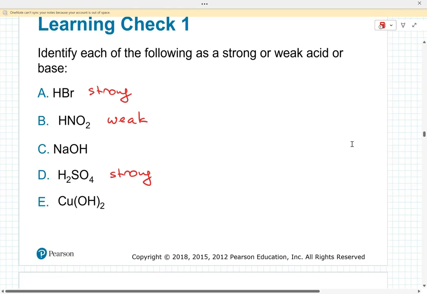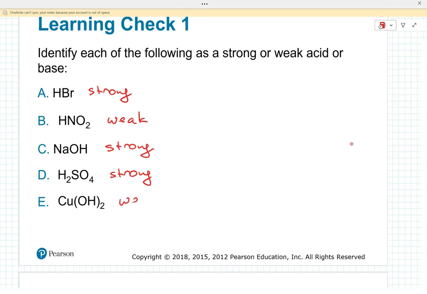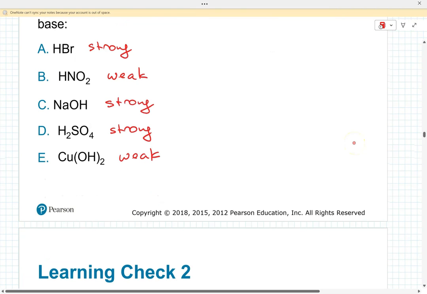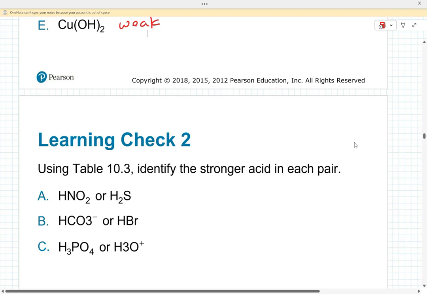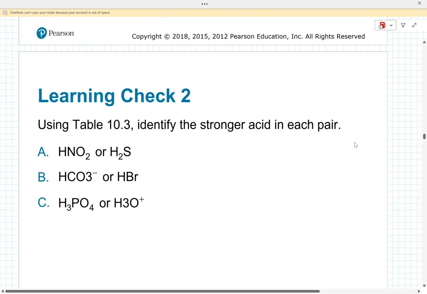But H2SO3 is weak. Sodium hydroxide, strong base. Now, copper hydroxide is not a strong base at all. Now, this is kind of absurd.